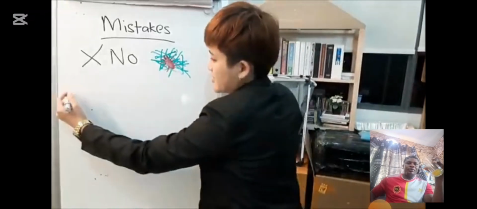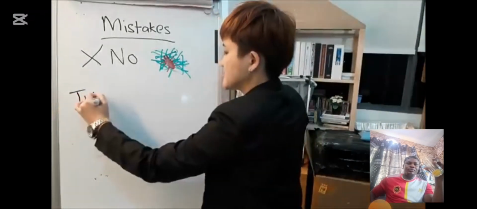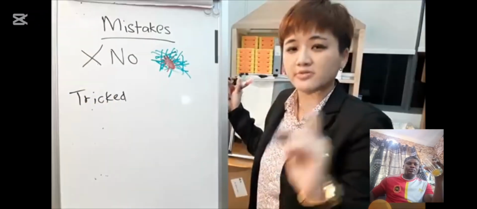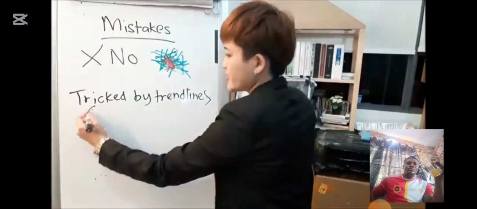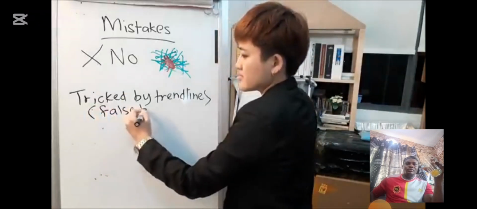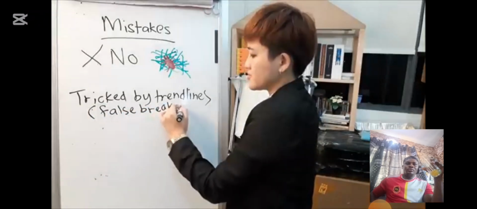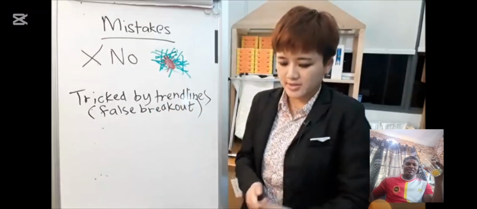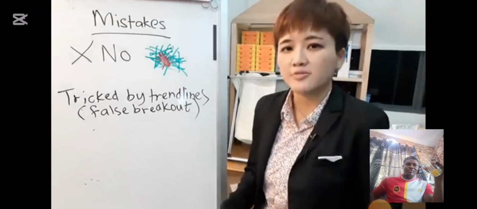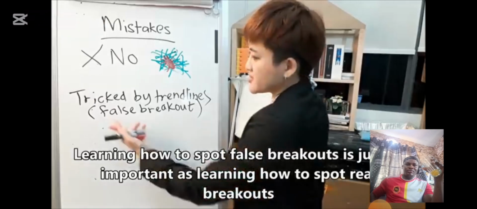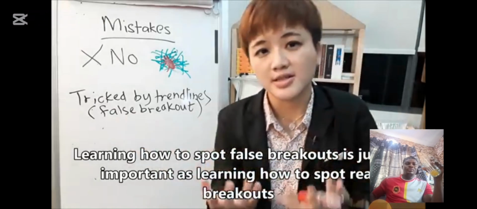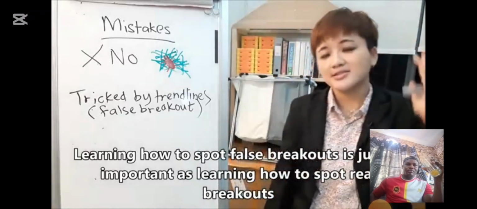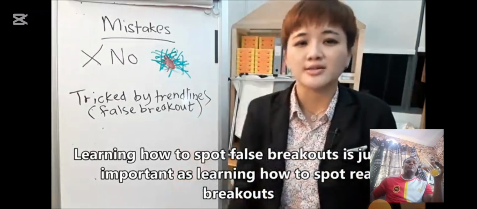No. The second mistake is that a lot of traders, they get tricked. You know guys, candlesticks trick you, chart patterns trick you, trend lines also trick you. Whenever there's a false breakout, people don't know what they don't know. When the candlestick breaks the trend line, they think that, alright, markets are here to help me make money. Learning how to spot false breakouts is just as important as learning how to trade breakouts. Learning when to not enter into a trade is just as important as learning when to enter a trade.